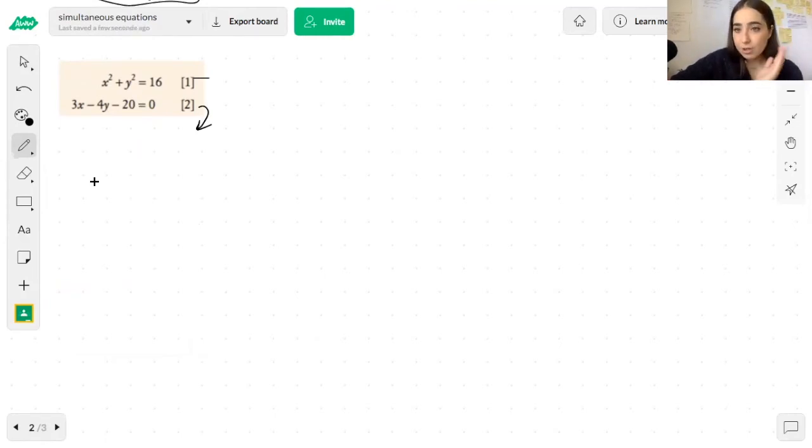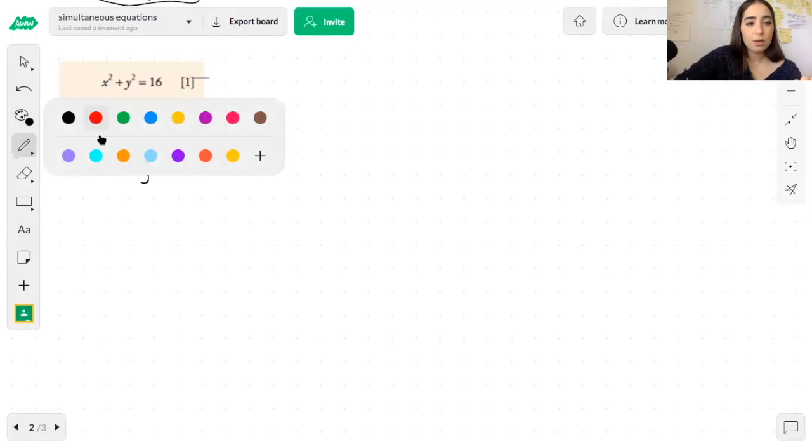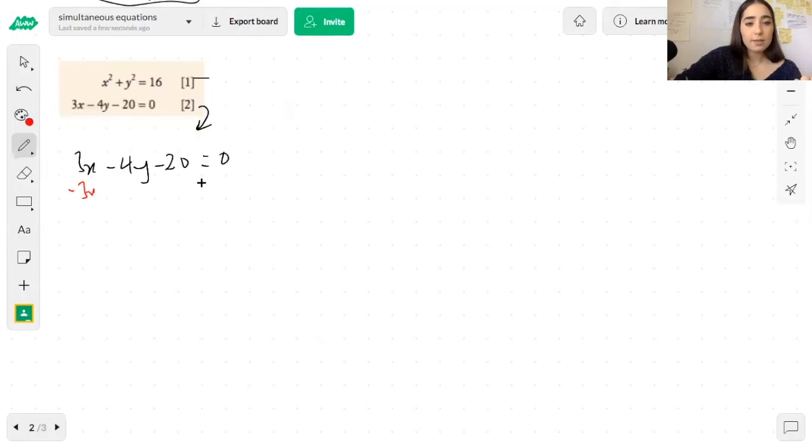So we're going to focus on equation 2, and we're going to focus on making y the subject again. You can make x the subject, but I'm just going to make y the subject. So we have 3x minus 4y minus 20 equals 0. So in order to make y the subject, we want to get it on its own. So then I'm going to minus 3x to both sides, and I'm also going to add 20 to both sides.